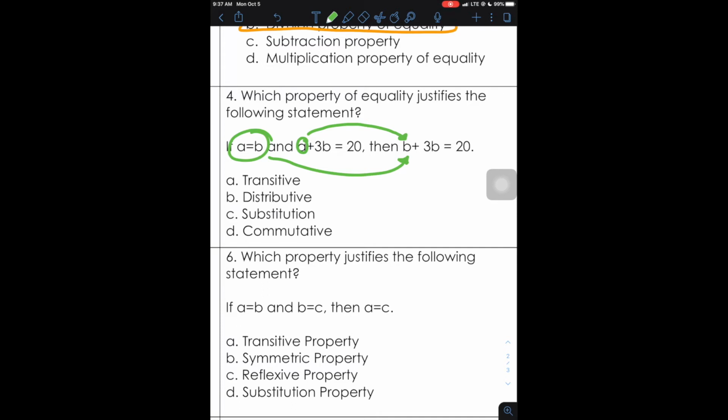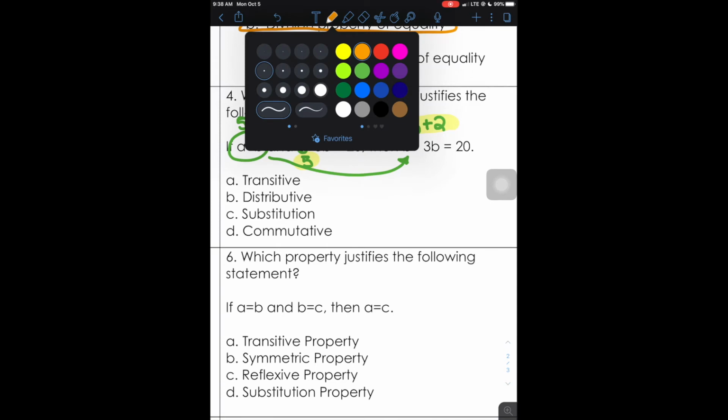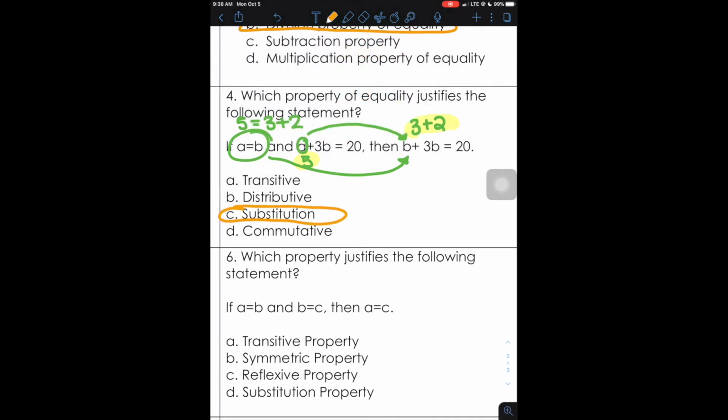That's like saying, I may be doing too much for these examples, but if 5 is equal to 3 plus 2, and 5 plus 3B equals 20, so that would be 5 there, then I can replace that with 3 plus 2 because I know they're the same value. I know these two are the same thing, so I can interchange them as I feel free. So yes, I'm going to go with substitution for that one.